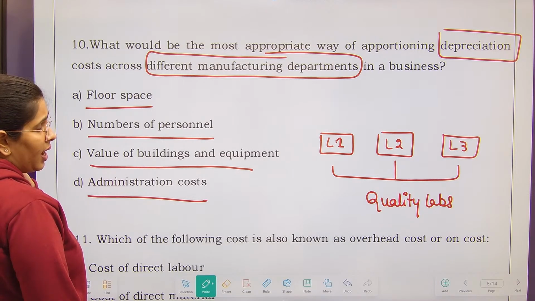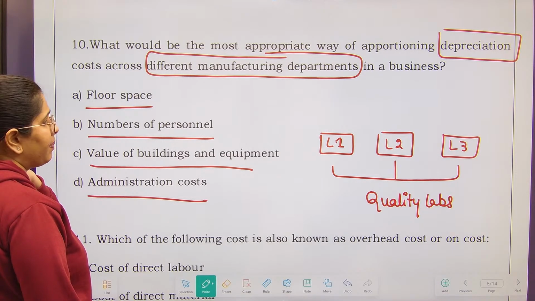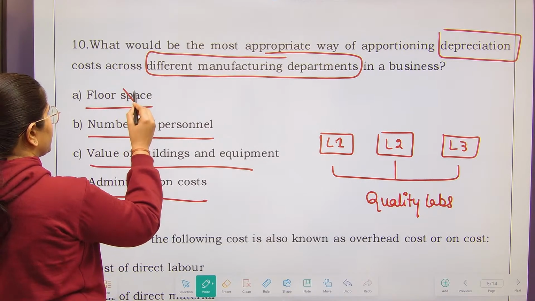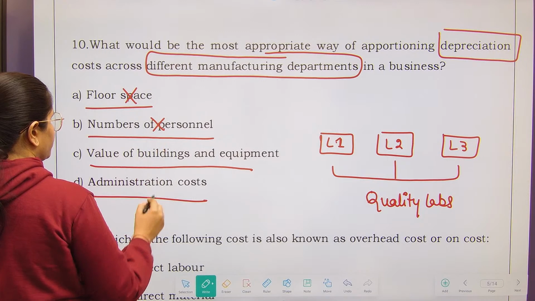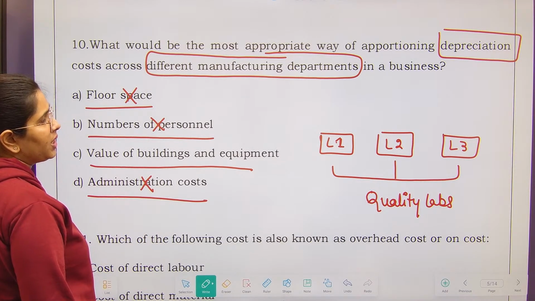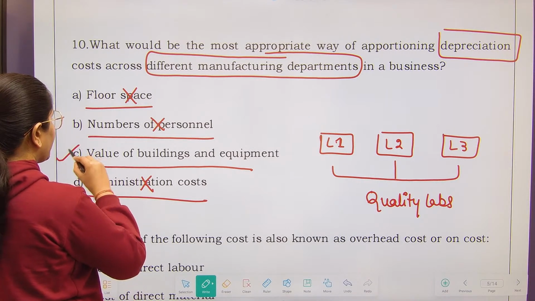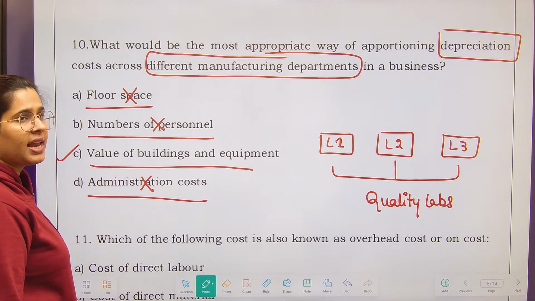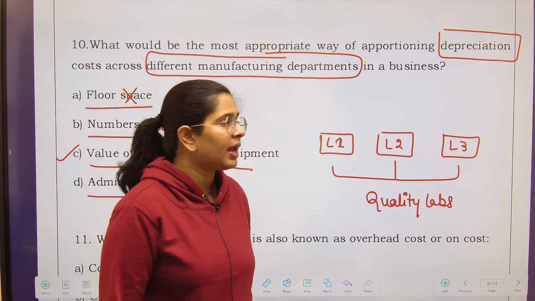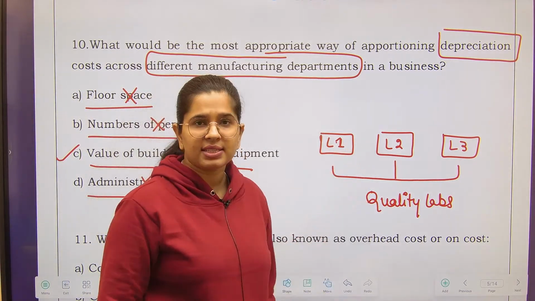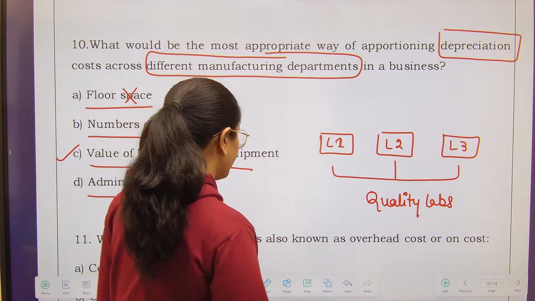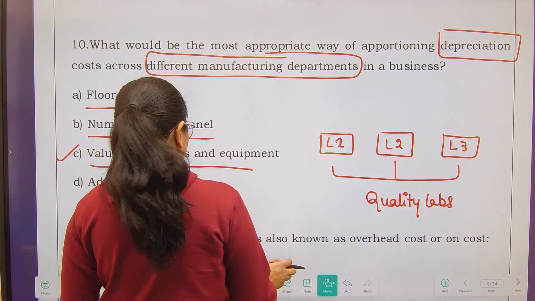See, if you want to divide the depreciation, then you should be dividing it neither on floor space, nor on number of personnel, nor on administration cost. Depreciation is a thing which is directly charged on the value of buildings and equipment. So the part of building and equipment that particular manufacturing lines are using, please divide the depreciation on that basis.